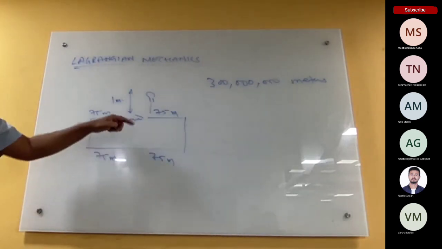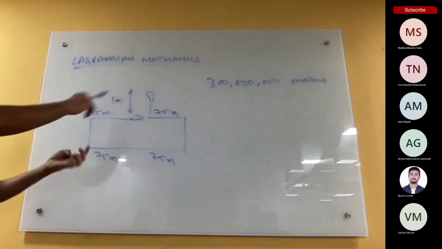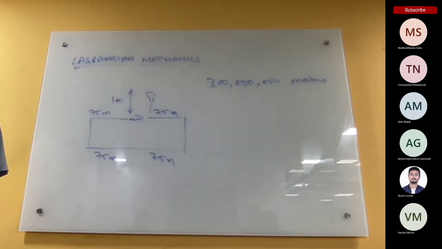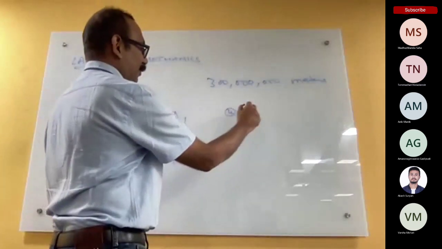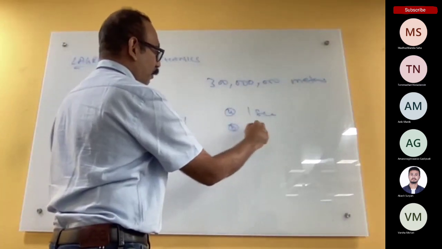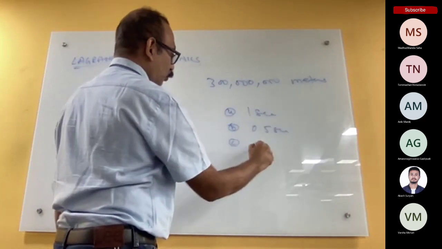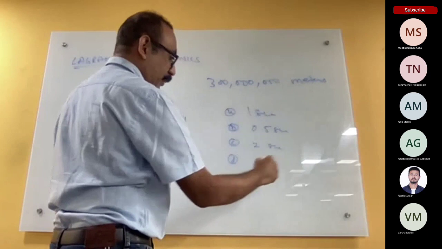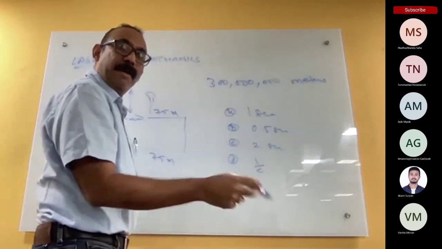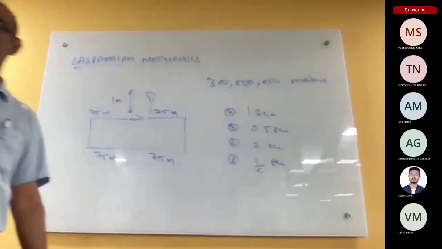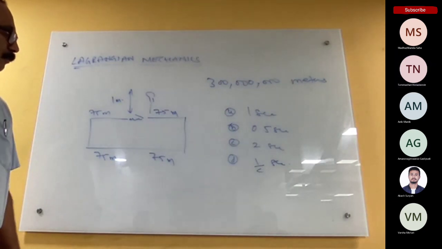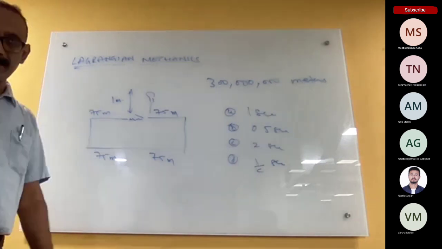Now, the question is, once I close the switch and make it a circuit, how long does it take for this light bulb to light up? Does it take 1 second? I'll give you options. Does it take 1 second? Does it take 0.5 second? Let us take 2 seconds. Or let it take 1 by c, c being the speed of light in meters per second. So, what is the answer? 0.5 seconds. The answer is 1 by c.